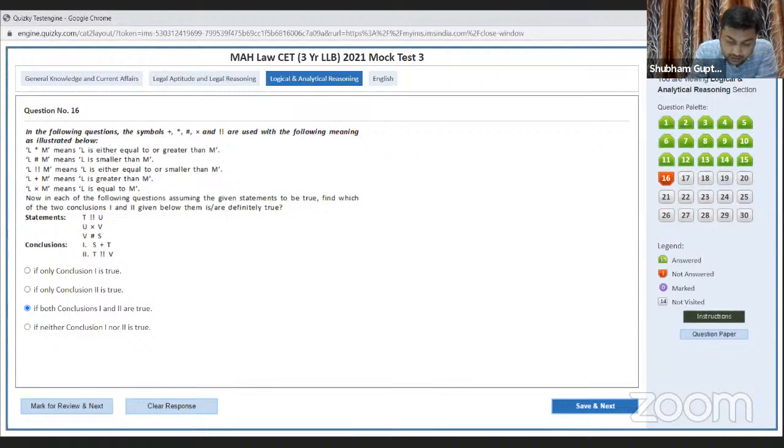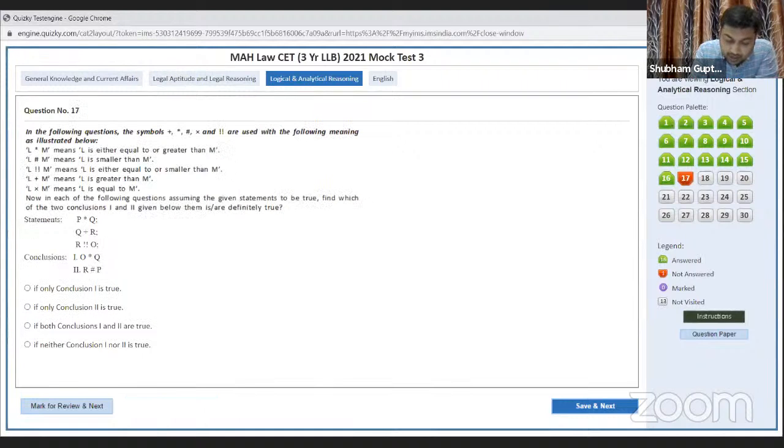So if these are the questions that come in your exam, they would help you a lot to score good marks because you can make them directly on the spot. P star Q, let's make P star Q: P is either equal or greater than Q, so P is greater than or equal to Q. So basically same thing.